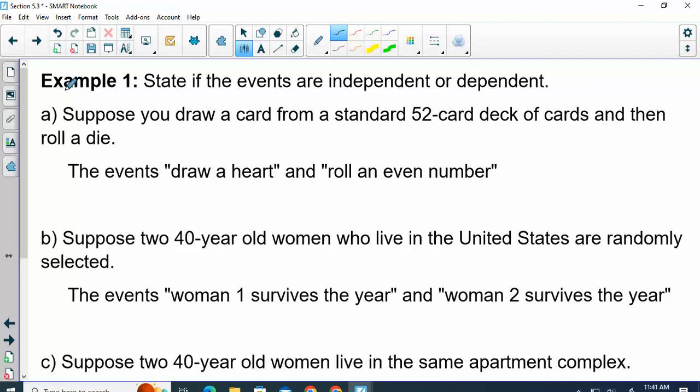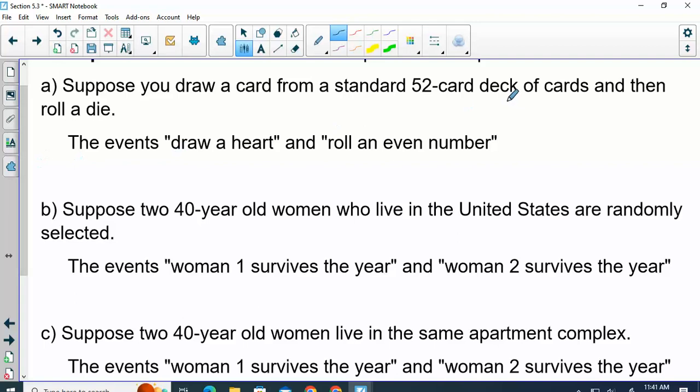Let's practice that. So looking at these examples, decide if they are independent or dependent. Suppose you draw a card from a standard 52 card deck of cards and then roll a die. So the events draw a heart and roll an even number. Dependent or independent? Independent. The number I roll does not change because of the card I took out of the deck. B.